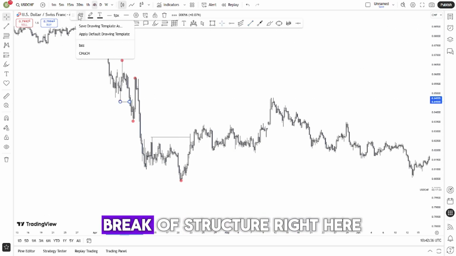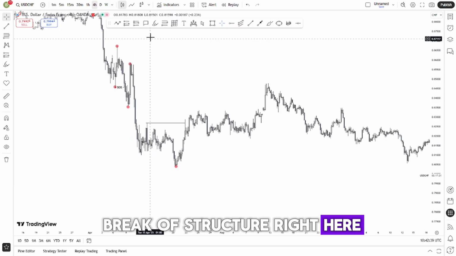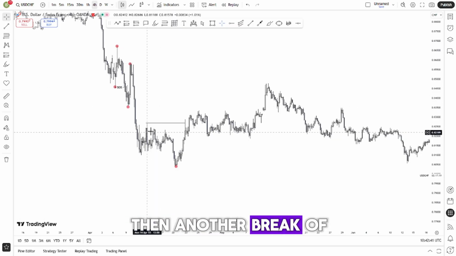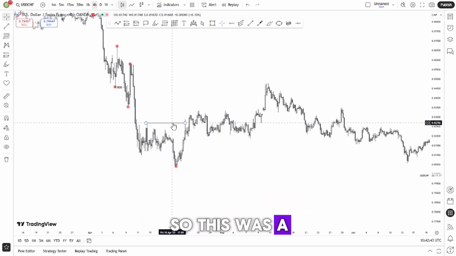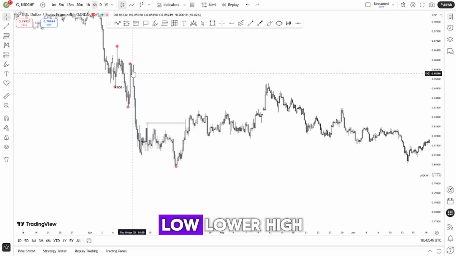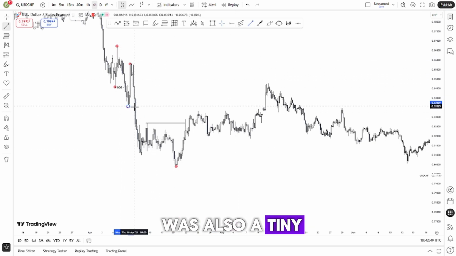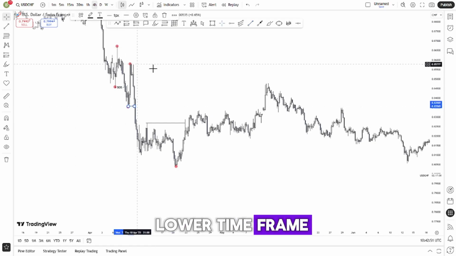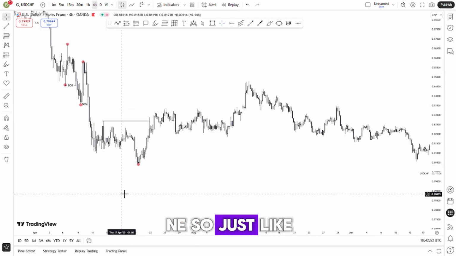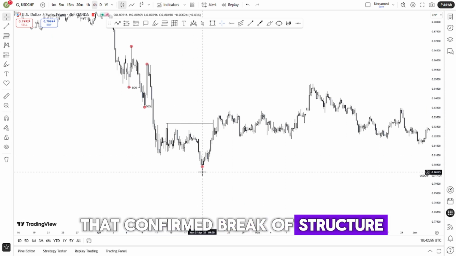As you can see, break of structure right here, then another break of structure happened. So this was a change of character. As we can see, we had a lower low, lower high, lower low. So this was also a tiny break of structure, but on the lower time frame it's pretty big, guys. So just like that, confirmed break of structure, lower low.